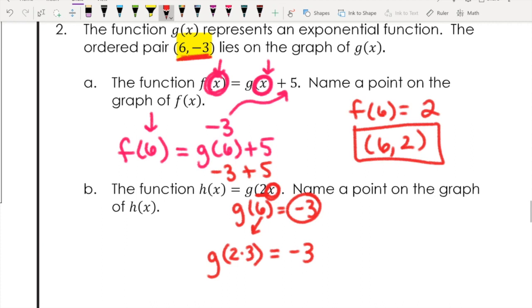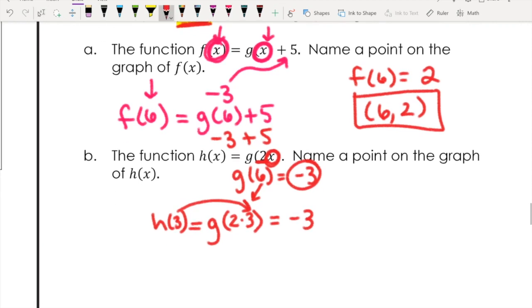So that would mean, what was my input? What was my x? Well, I input h of 3. My input was 3. Okay? This number and this number match. So because they match, I have h of 3 here. So my ordered pair, the input was 3, my output was -3.